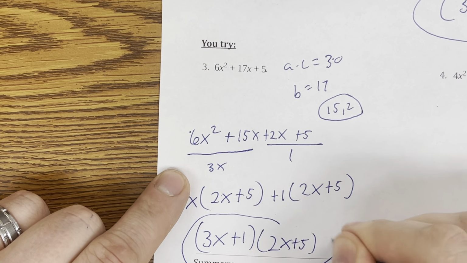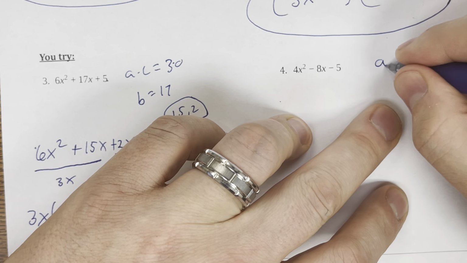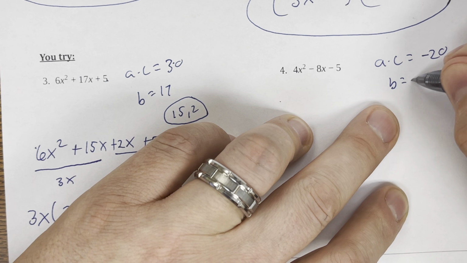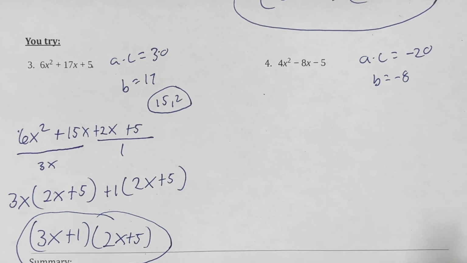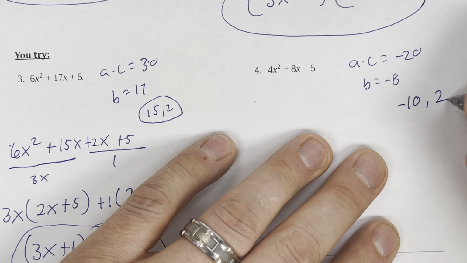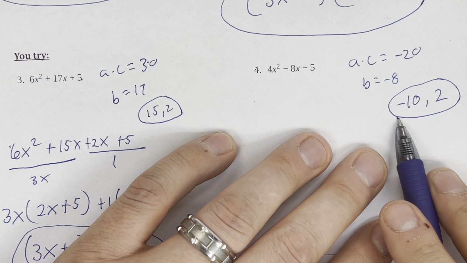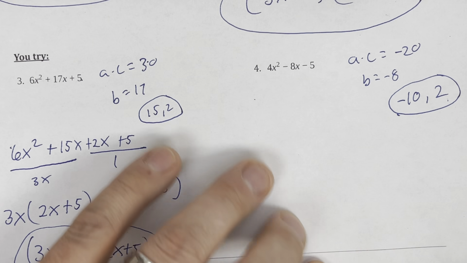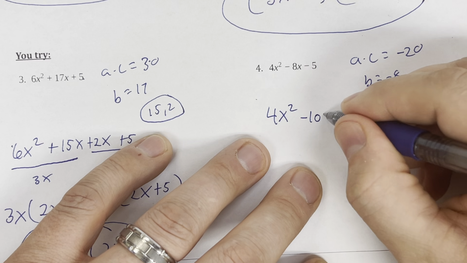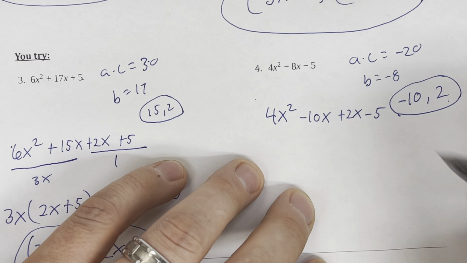We got it. All right, one more. A times C is equal to -20. B is equal to -8. So we need factors of -20 that add up to -8. That'd be a -10 and a +2. -10 plus 2 is -8. -10 times 2 is -20. All right, rewrite the middle term. 4x squared minus 10x plus 2x minus 5. Last term stays the same.